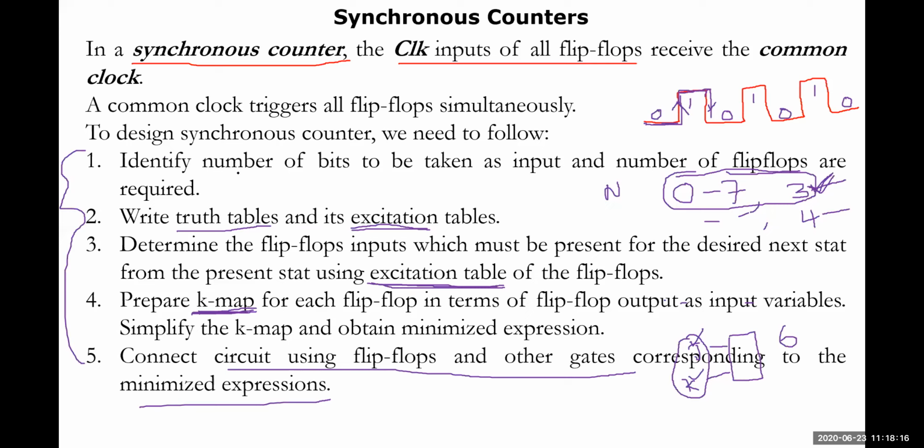First of all, the number of bits, how many flip-flops will be required and what kind of flip-flop you are using. These 3 points are included in step number 1. After that, after flip-flop identification, draw the truth table and excitation table. Afterwards, we identify the inputs of the flip-flops. After that, we draw K-maps for each and every input of each and every flip-flop. Afterwards, you have to draw the final circuit. These are the steps which you have to follow.